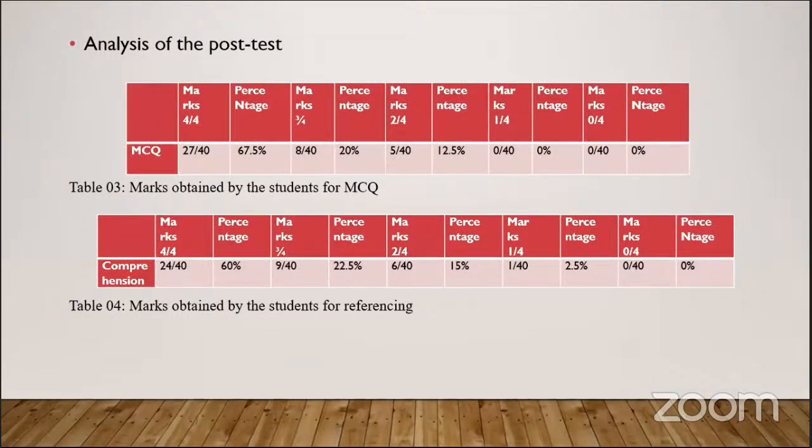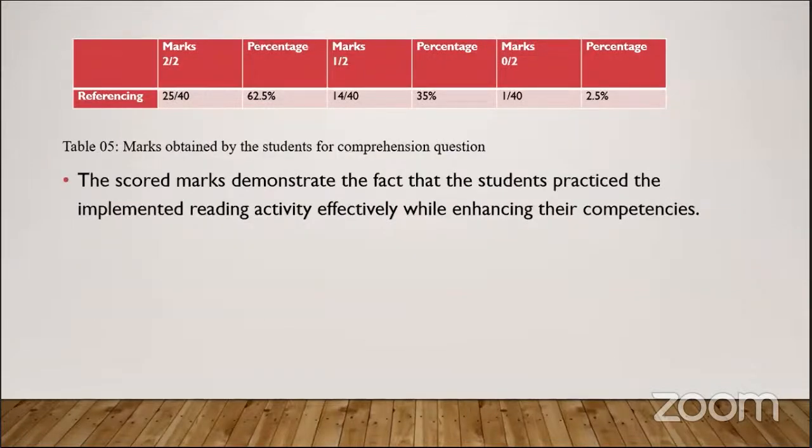These tables illustrate the marks obtained by the students for the post-test. The post-test was given at the end of 3 months in order to see how the students have improved their reading skills by referring to the supplementary reading materials. The above illustrated tables show the scores obtained by the students for the questions in the post-test separately.